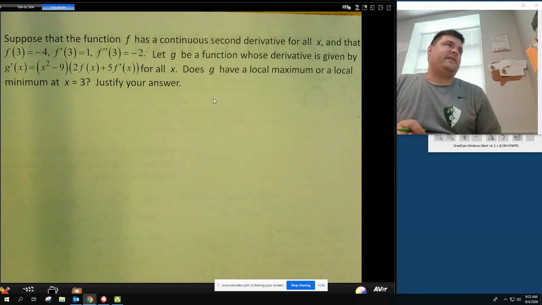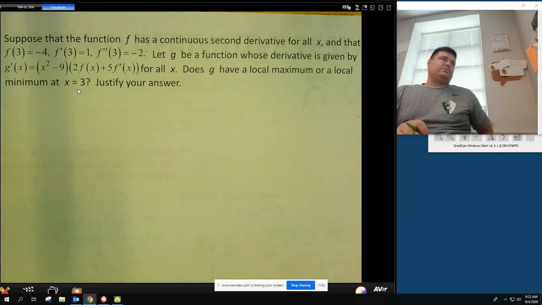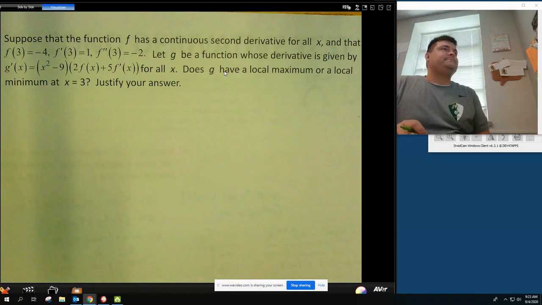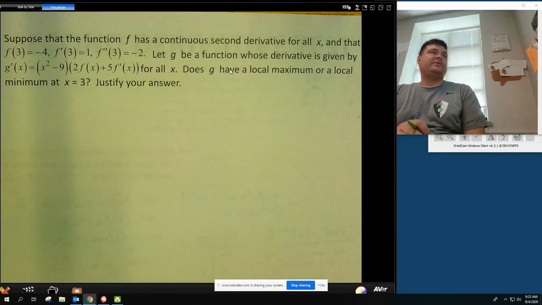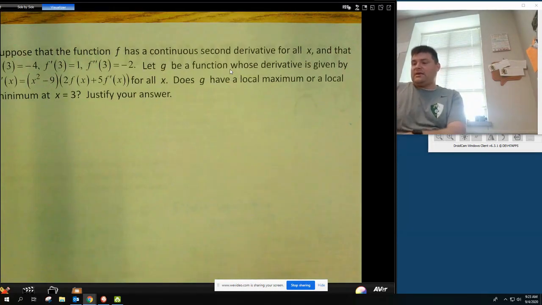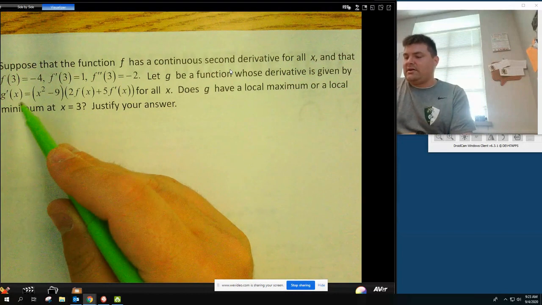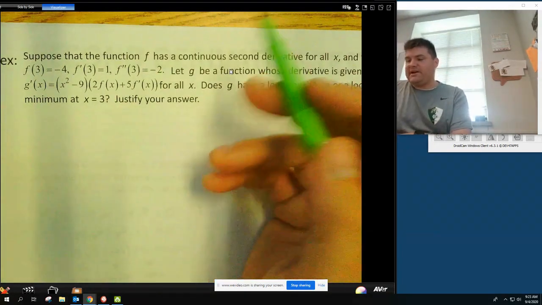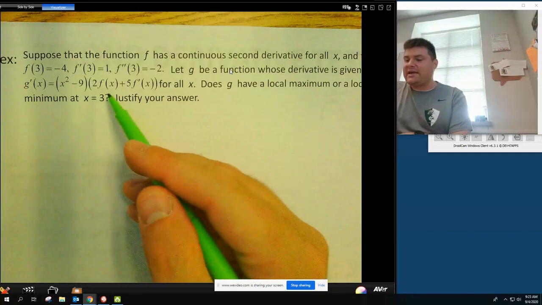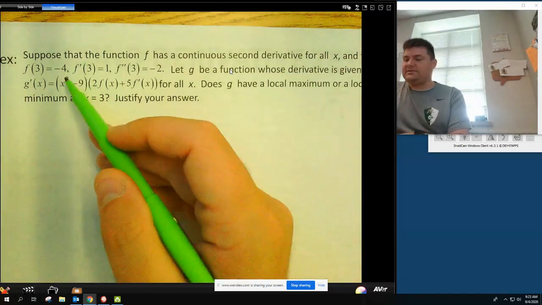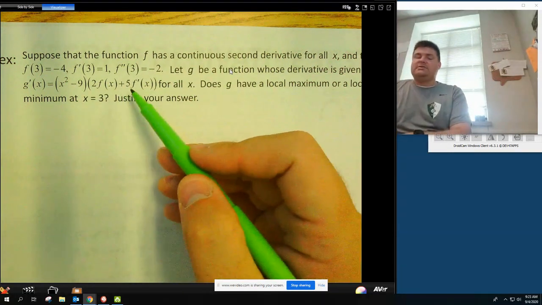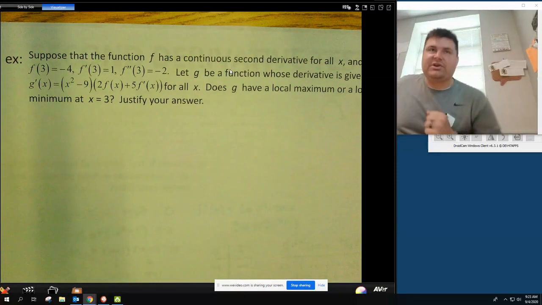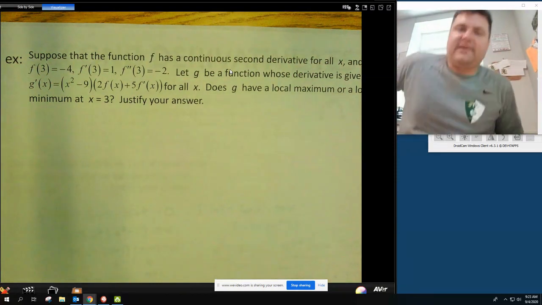Justify your answer. So what we need to do is figure out g prime. I don't have enough information to make a sign chart on this, because since I have the derivative, I can just find out when it is positive and when it's negative, but I don't have enough information on f. I just know it at these certain points. So I can't use the first derivative test. So now I am handcuffed. I have to actually go ahead and use the second derivative test.